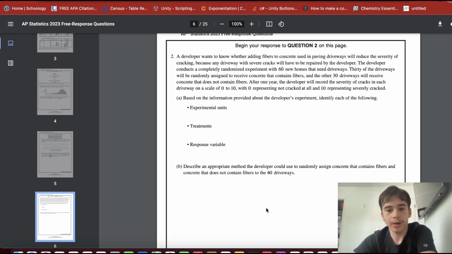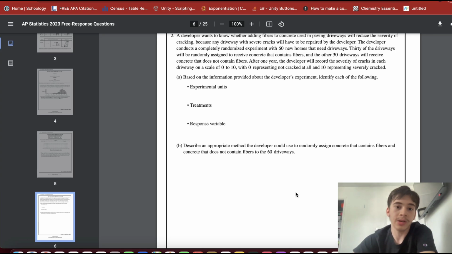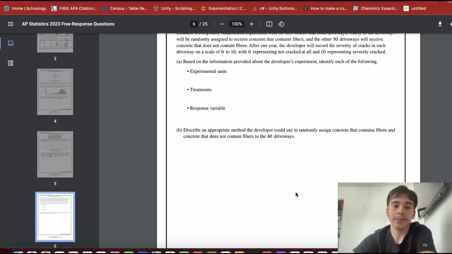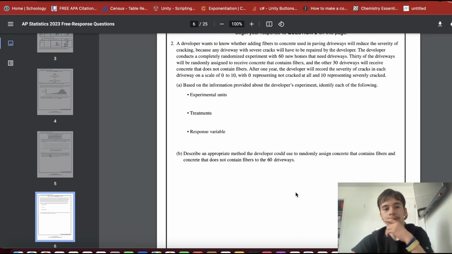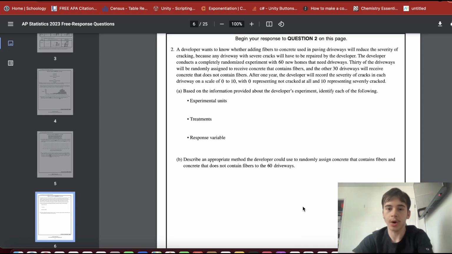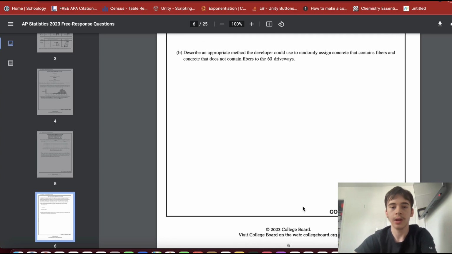You would write all of this down, of course, and then you would assign those first 30 that are picked concrete that contains fibers, let's say, and then you would assign the rest the concrete that does not contain fibers, and then you'd choose the corresponding homes with those numbers, and I guess distribute the condition of the concrete.